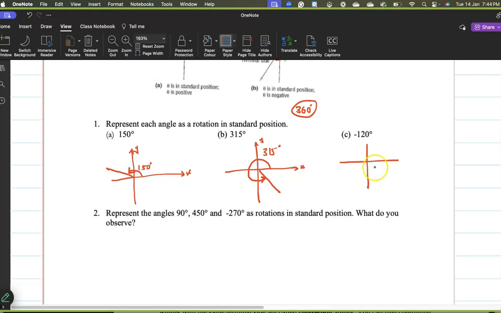Minus 120. So you go this way then. So 90 and 30. This is your minus 120. So clockwise.